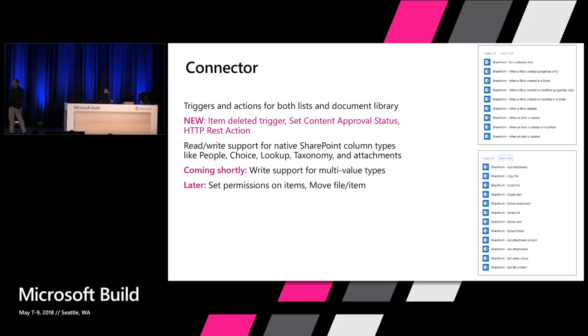A little later down the year, we'll have native support for setting permissions on items. You can do that today with the HTTP REST action, but we're going to make it easier as an explicit action in Flow. And then a little later, we'll also have the ability to move files between document libraries and sites.